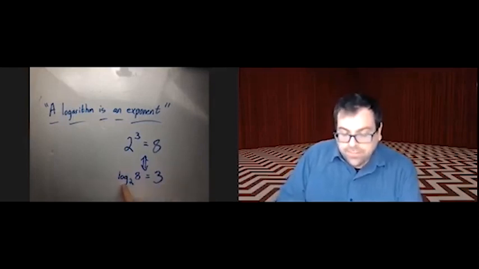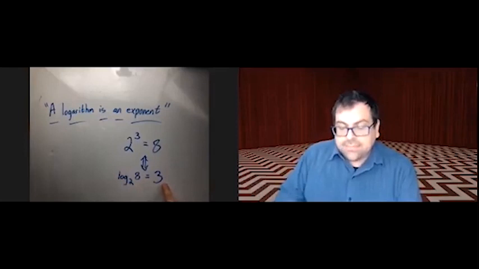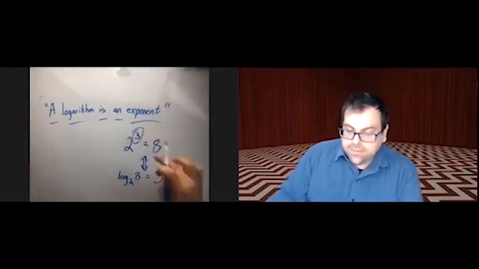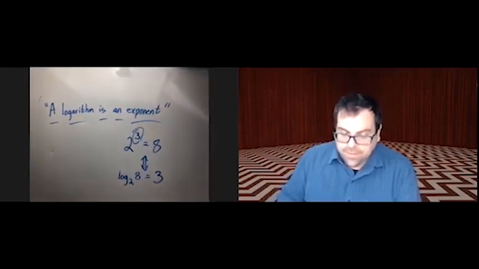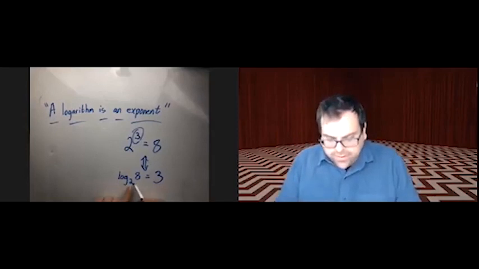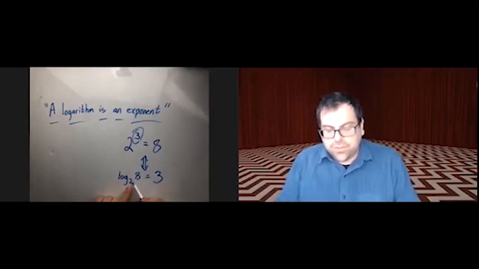A logarithm is an exponent. So to evaluate a log, we look at the little base and we ask ourselves, what's the exponent that gives us this number? 2 to what power is 8? It would be 3.